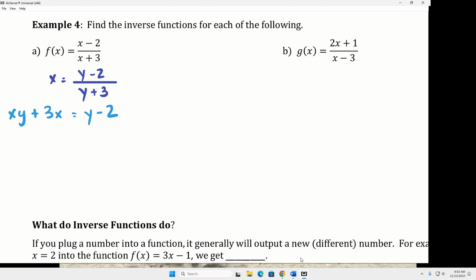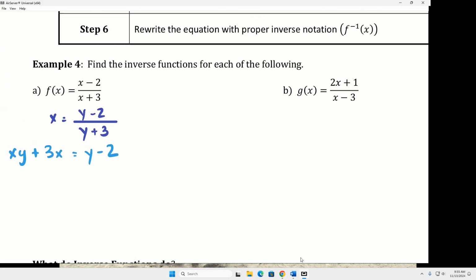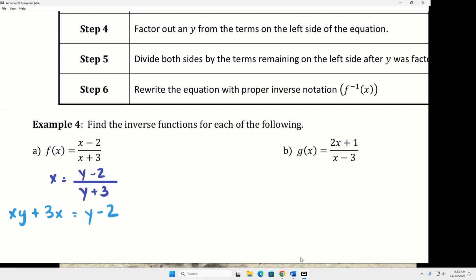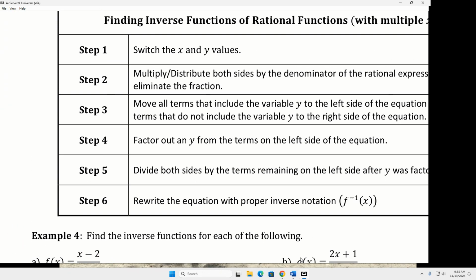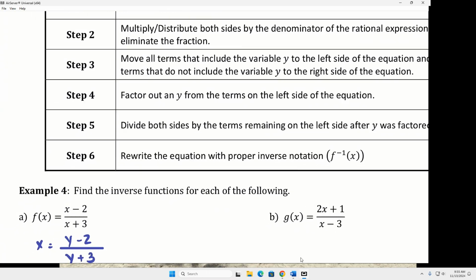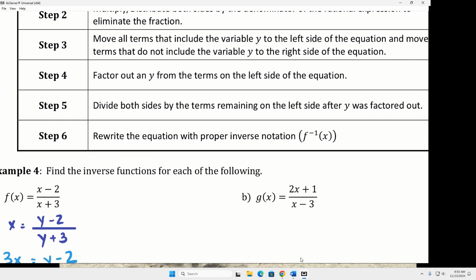Is there a certain way that x and y have to be set up, or can it be yx, xy? No, it doesn't matter. I usually write it in alphabetical order, but there's no logical reason behind that except just my brain. Okay, so we have done step 1 and step 2. So we multiplied by the denominator and we distributed to get rid of the fraction.